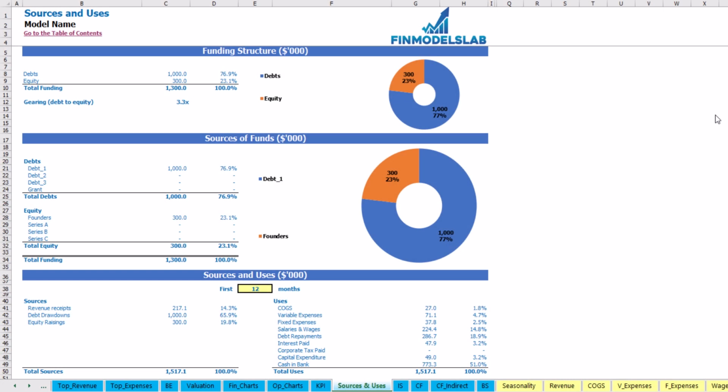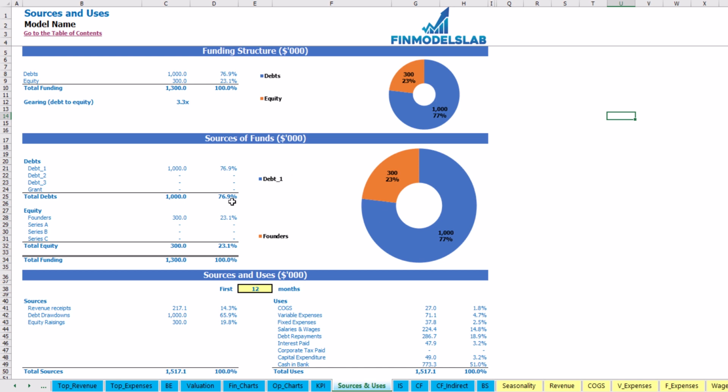On the Sources and Uses tab, you may see the main sources of cash and main uses of this cash. On the top you may see the funding structure, which is broken down by debts and equity amounts, and on the charts you may see the actual breakdown. Also you may see the gearing or debt to equity ratio here.